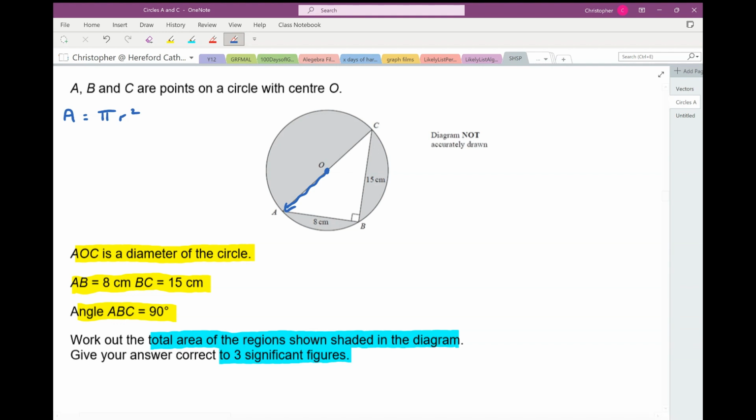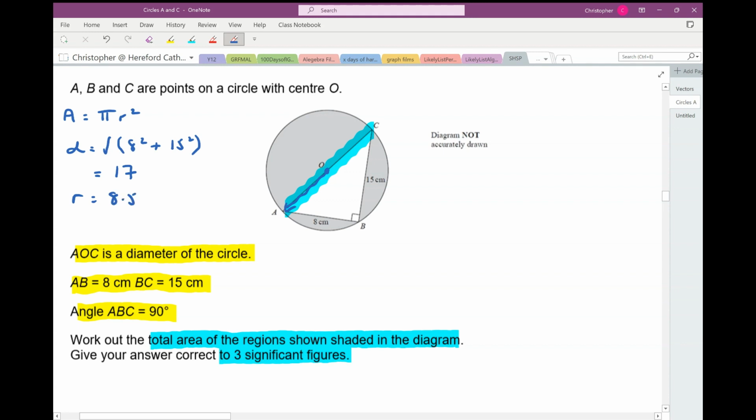But I can use Pythagoras to find the whole of that length there. Let's have a look at that. The whole of that length, AC, I'll call D, the diameter. So the diameter is going to be the square root of 8 squared plus 15 squared. If you put that into a calculator, you find that the diameter is 17, which means that the radius is half of 17, which is 8.5.